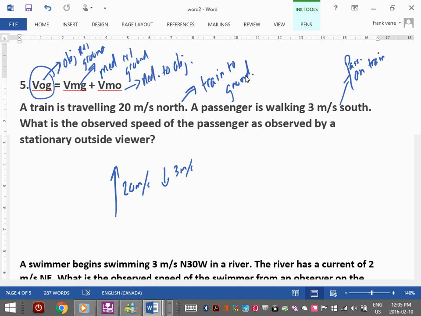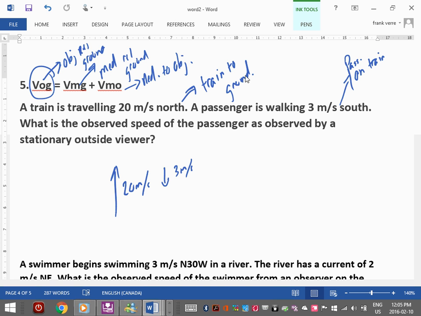You're a passenger sitting on that train. You were sitting on the train, and you were watching that other passenger. What would that passenger look like? He was walking which way? How fast? 3 meters per second south. Right.